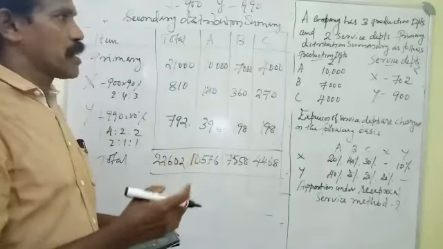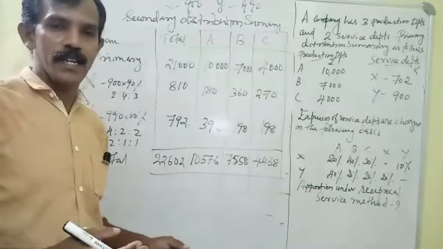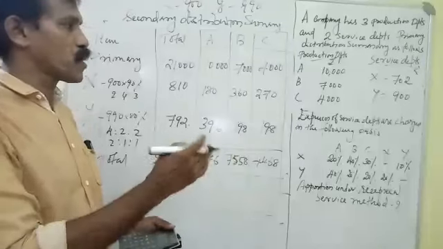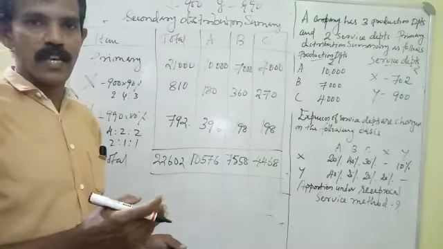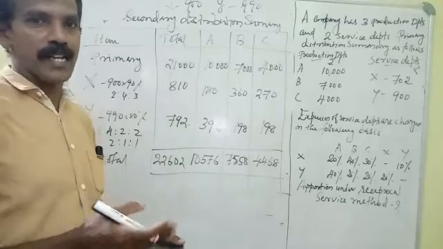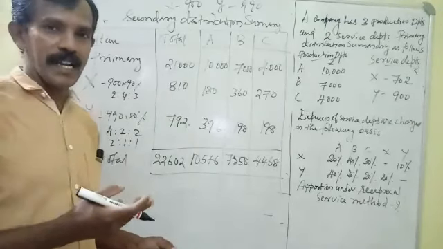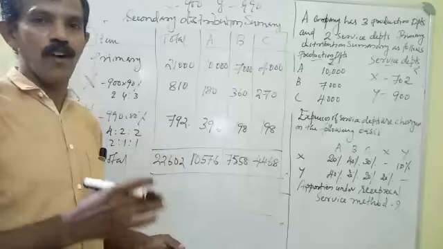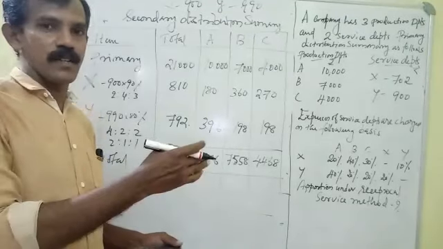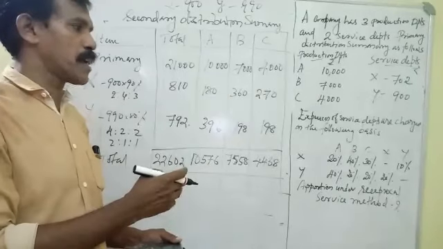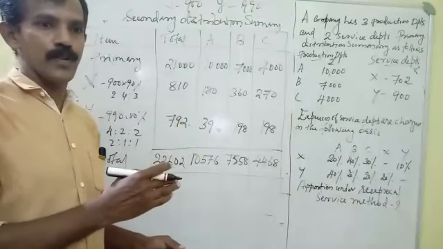This is all about our repeated distribution method. Firstly, we solved the problem by using the simultaneous equation method, then secondly by using the repeated distribution method, and then thirdly by the trial and error method. In all cases we got the same answer. I think the problems explained by me here are clear to all of you.